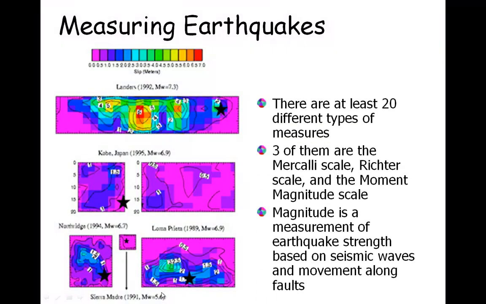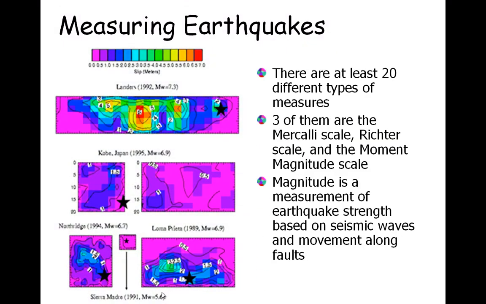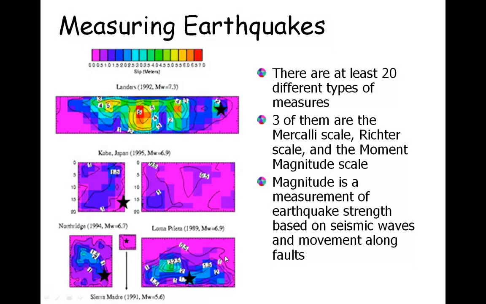Measuring earthquakes. There are at least 20 different ways of doing it. We're going to talk about three: the Mercalli, which I call the three little pig scale, the Richter scale, which I call the magnitude scale, and the moment magnitude scale, which actually talks about all the things, and I lost one there. Magnitude is the measurement of the earthquake strength. It's based on the waves moving through sediments or rock from the fault.